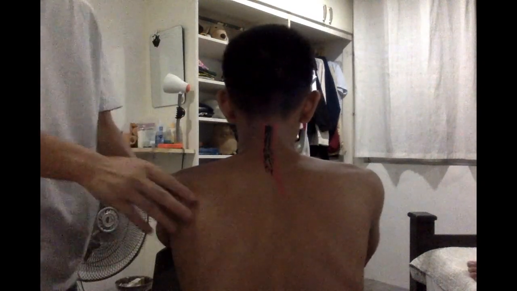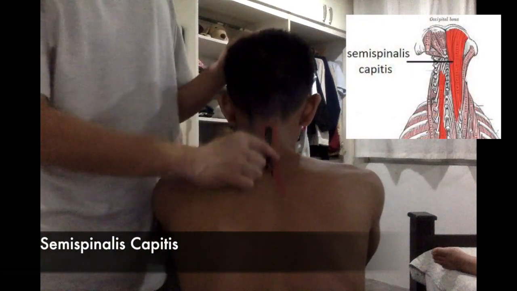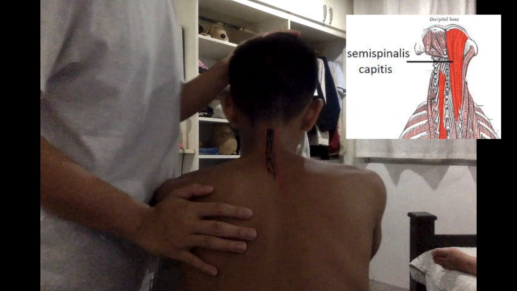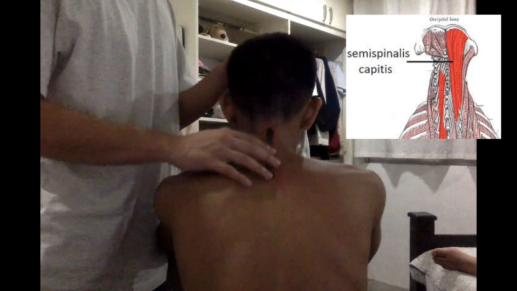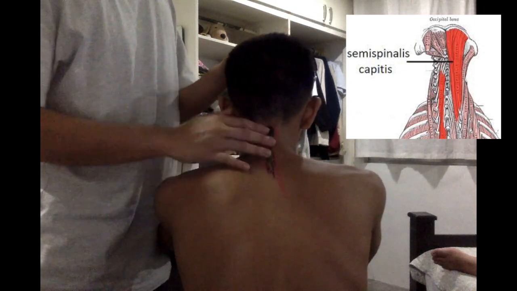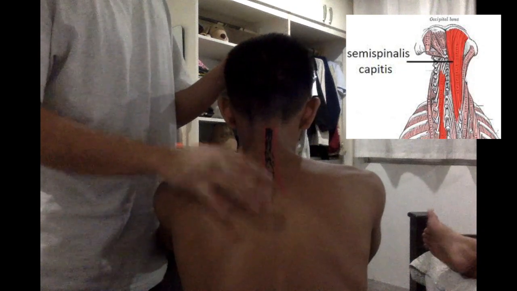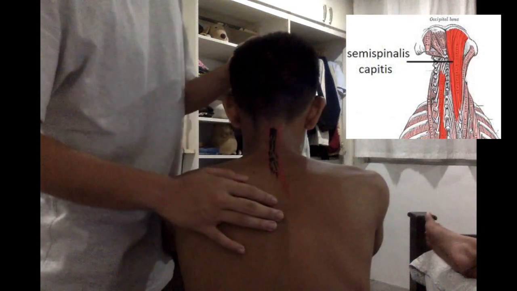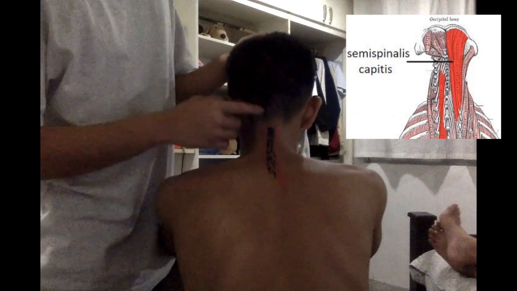So first up, we have the semispinalis capitis. It's found here. Its origin is near the cervical and thoracic region of the vertebrae. So it's spread out here. Its origin is connected to the spinous process of those specific regions. Its insertion can be found near the occipital bone right here.